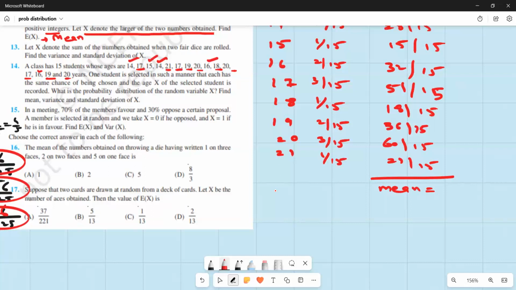As 70% of the members are in favor, 30% are opposed to the proposal. If a member is selected at random and we take x equal to 0 if he opposed, and x equal to 1 if he is in favor. Find Ex and variance. So this is simple only, you can do this. Okay? Clear, bacha? Probability of favor is 7 by 10 and opposition is 3 by 10. So that you can do. So this is the way of doing the probability distribution.